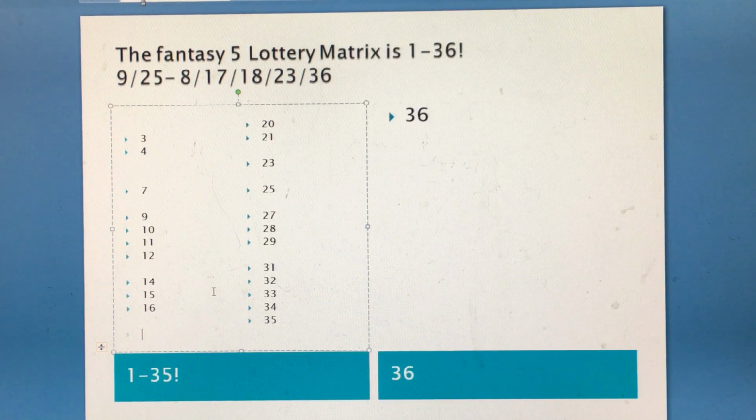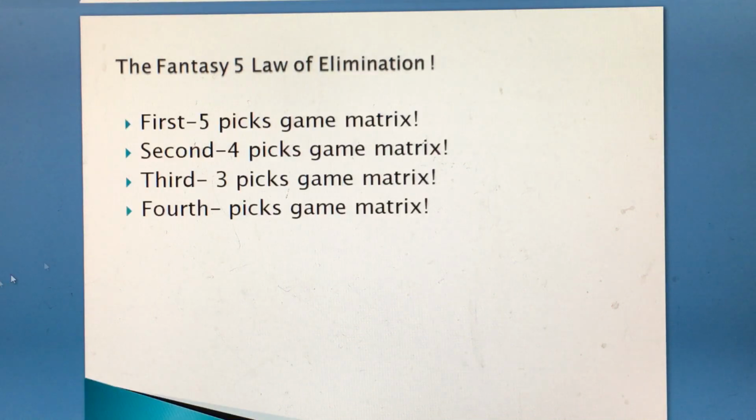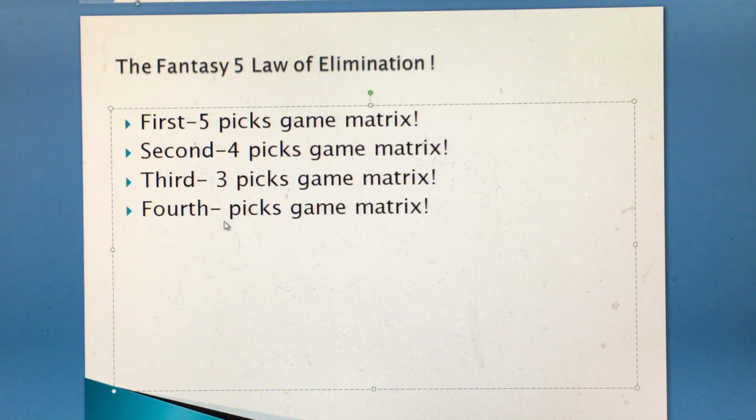So the 18 is being eliminated from the matrix using the law of elimination. And the 23 and 36 are also eliminated from the law of elimination. Okay, so fourth round you also have 3 picks.